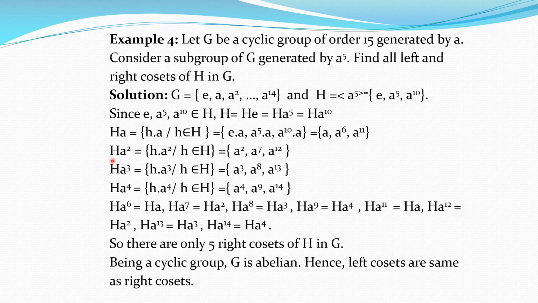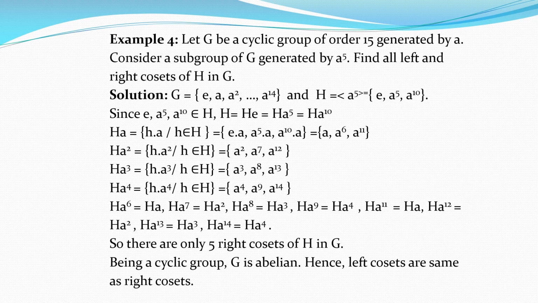Similarly, h(a) square is equal to h into a square, where h is an element of H. So multiply every element of H by a square from the right side. So it is a square, a raised to 7, a raised to 12. Similarly, we can find the remaining right cosets. Some of the right cosets are identical. So observing the identical right cosets, we get only 5 right cosets which are distinct.